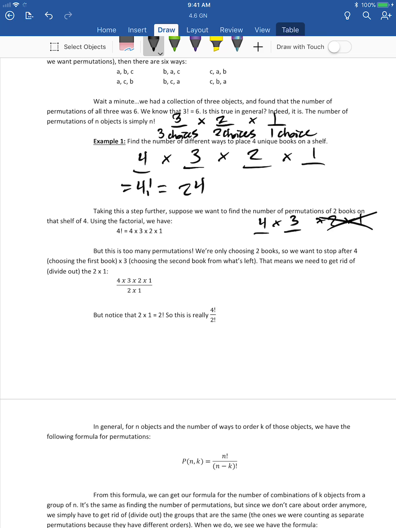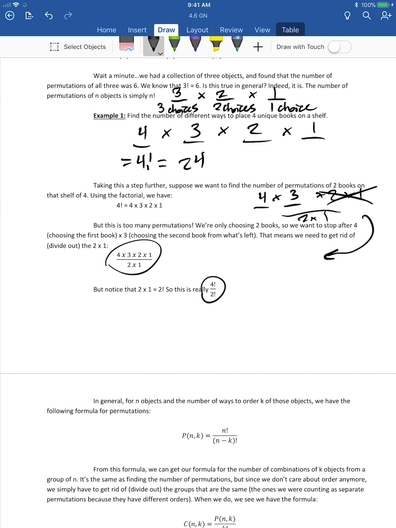Because I choose my first book and then I choose my second from what's left. So that means I need to divide out the 2 times 1, just like I wrote down here. But 2 times 1 is 2 factorial. So really, I have 4 factorial over 2 factorial. So the answer to this is 24 over 2, which is 12 different ways.